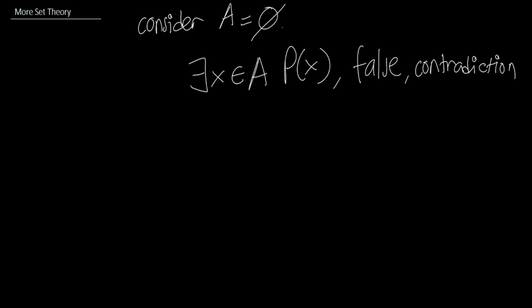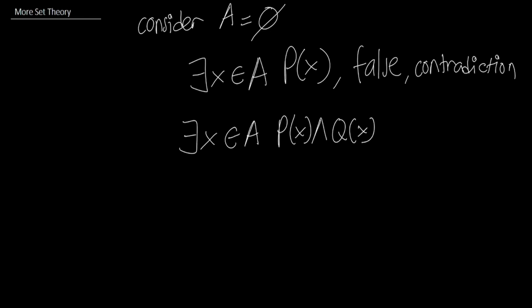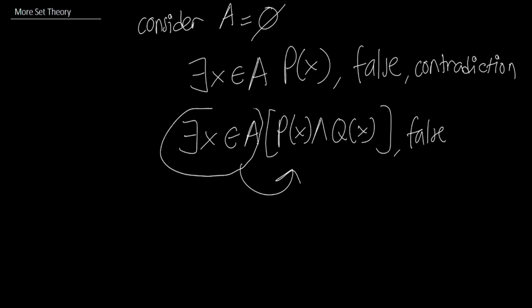Now, another thing to note is that it doesn't matter what p of x is. The condition here does not matter. So this could be, say, p of x and q of x or something like that. And whatever condition this is, it's still false because the problem with this statement is not with the condition here itself, but with this portion right here, the existence of an object which is inside the empty set. Now that's just false, no matter what statement you're talking about or what statement you're dealing with.